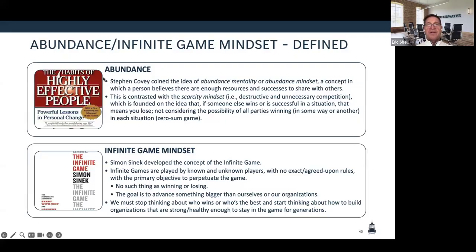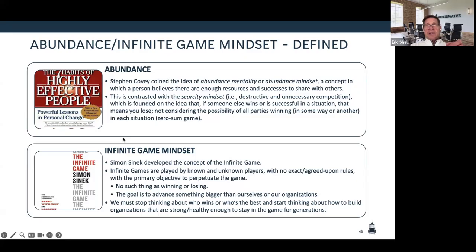So this is just a little bit more. Stephen Covey defined this idea of abundance mentality, or abundance mindset: a person believes there are enough resources and successes to share with others. And again, it's contrasted with the scarcity mindset.